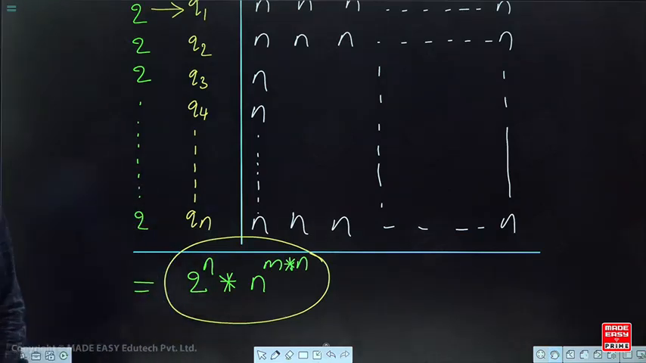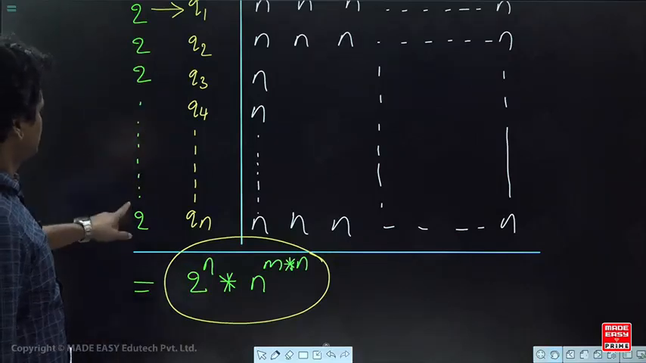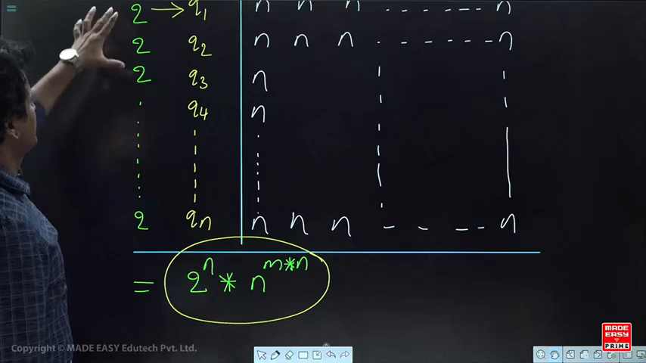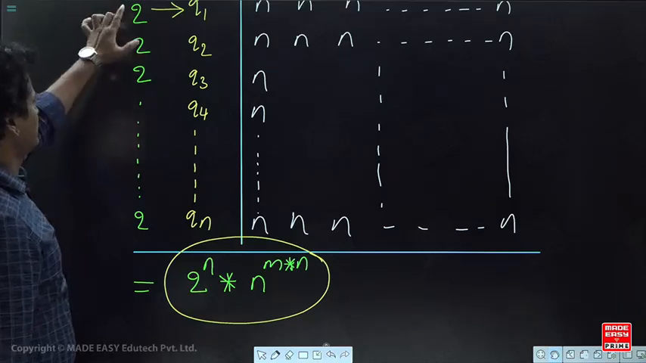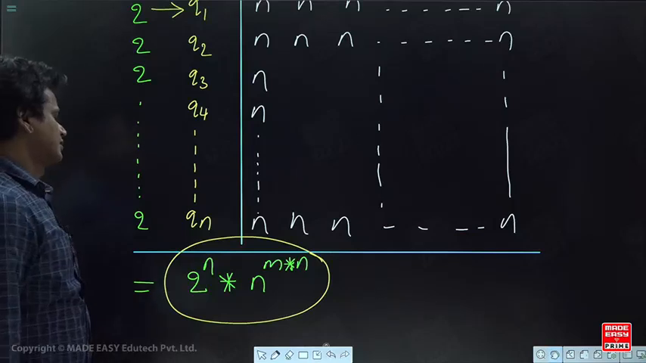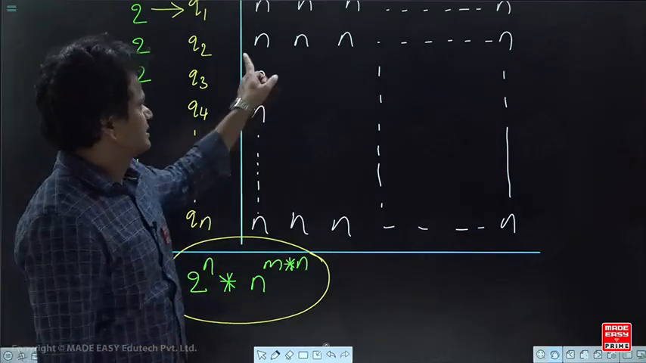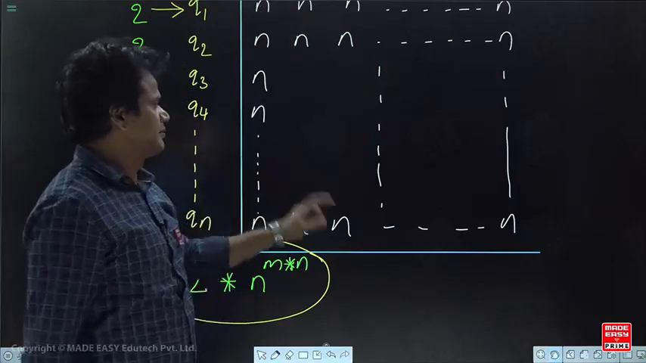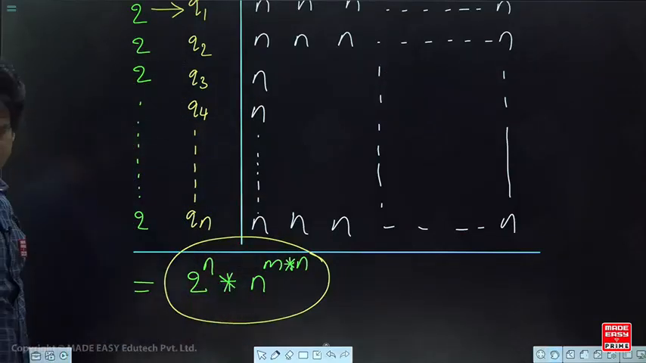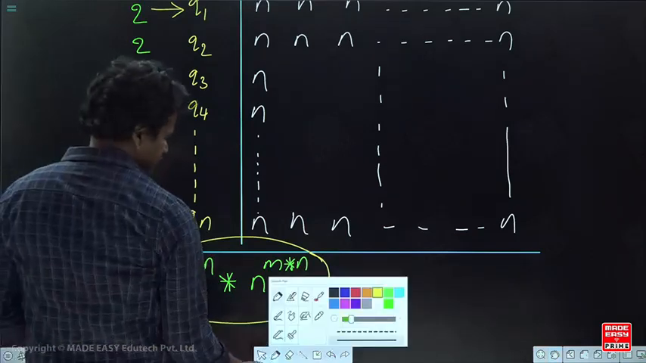So 2 into 2 into 2 into 2, so total how many ways? 2 power, how many 2s are these? n, so 2 power n. Into, these are m and these are n, m into n, n's: n into n into n. So this is the answer. So guys, I'll give you one question, you just try. Copied or not copied?